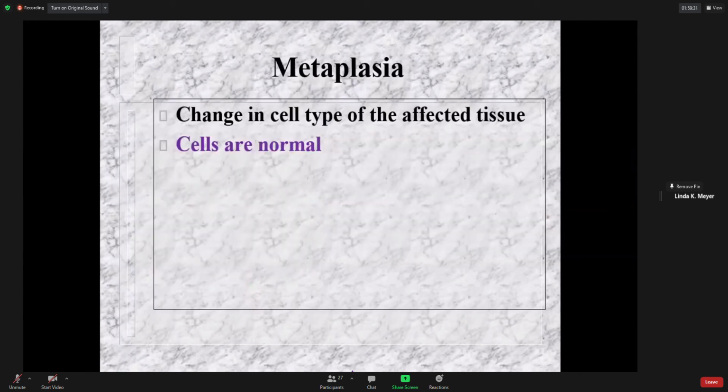Okay, so the next one is metaplasia. And here we're not going to see changes in the size of the cell. We're not going to see changes in the number of cells, but we're going to see a change in the cell type. The cell type to which it changes is still considered a normal cell type. And I'm going to give you two very common examples of when this occurs.